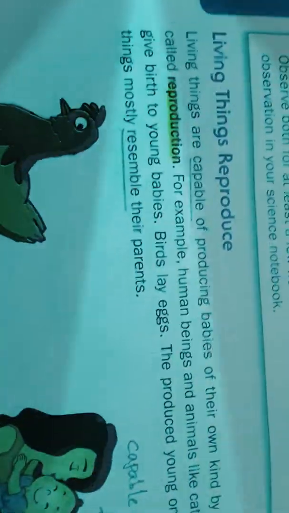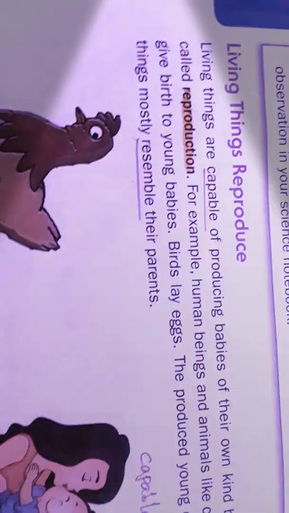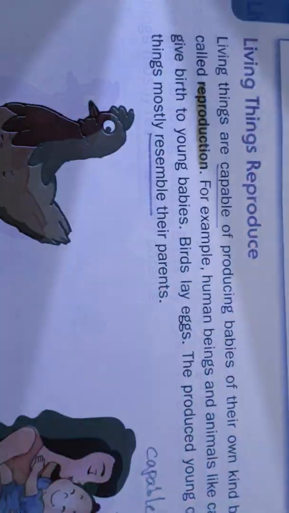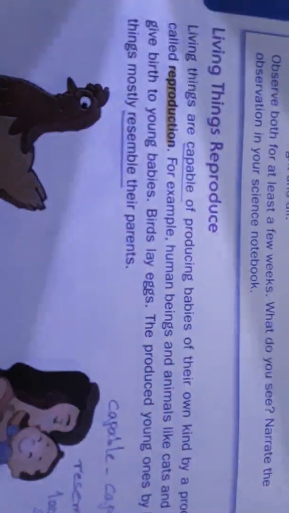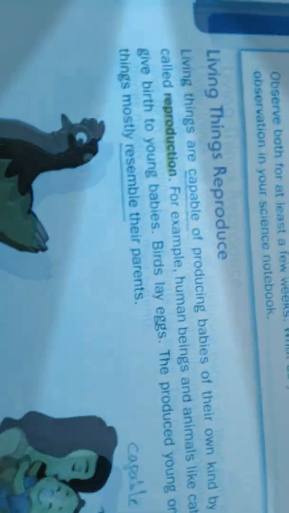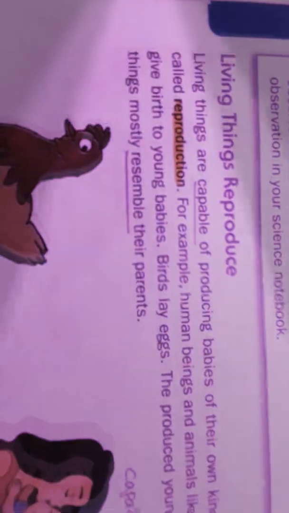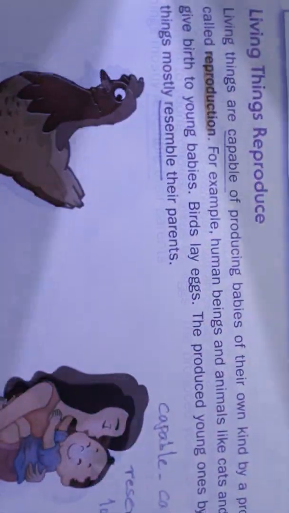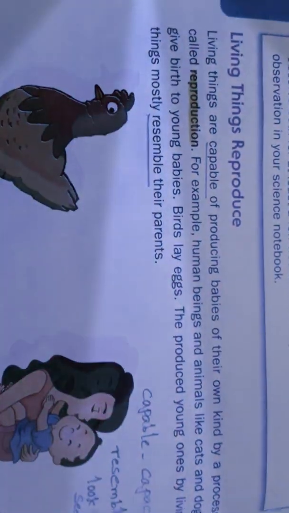What is meant by reproduction? Producing the same kind is called reproduction. For example, human beings and animals like cats and dogs give birth to their young ones. But what about birds? Birds lay eggs, and after the laying, the baby bird comes out of the egg through the process of hatching. The young ones produced by living things mostly resemble their parents.